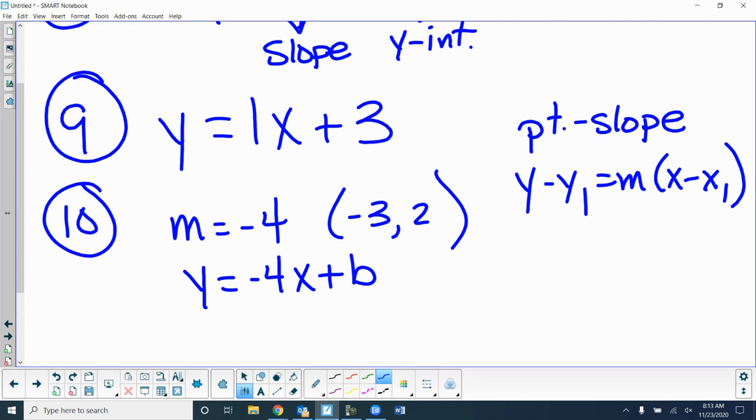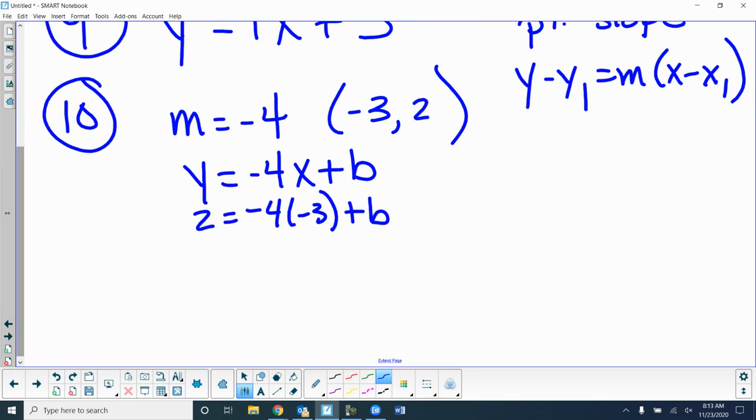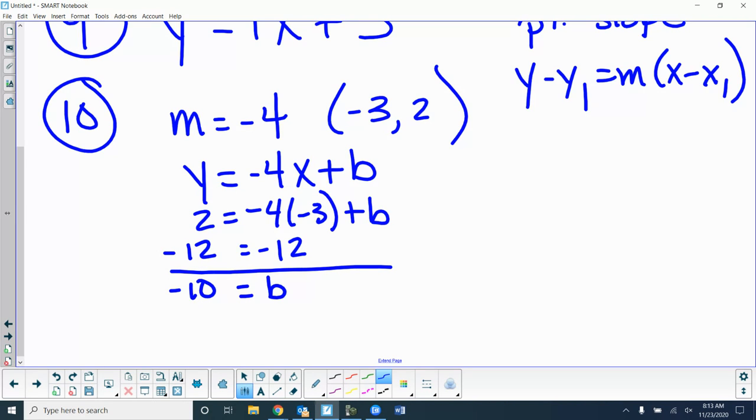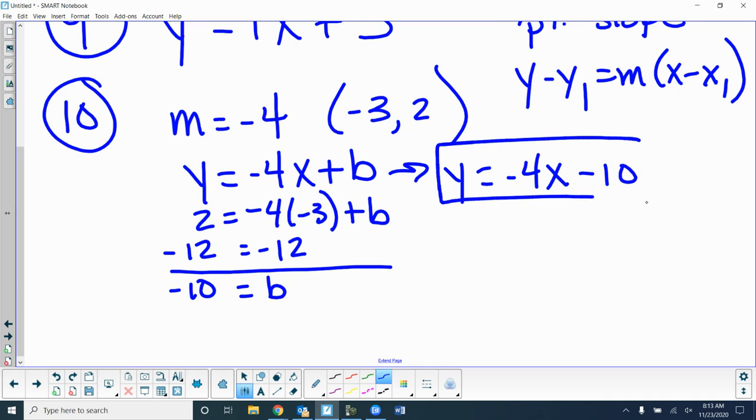And then negative 3 is the X and 2 is the Y. And solve for B. That's usually how I do it. Okay, so that's a positive 12 when I multiply those. When I move the 12 over to figure out the B, the y-intercept, I subtract 12. All right, so this equation becomes y equals negative 4x, instead of plus B, I put negative 10. So that's number 10. You'll get the same thing if you plug in to the point slope and solve for y.